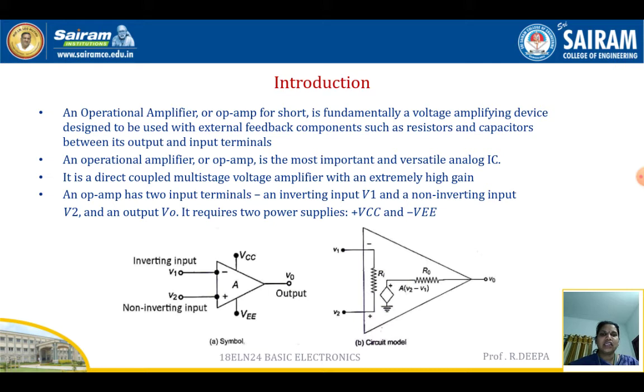And the gain of the amplifier is represented by A. So the output V0 will be equal to the gain of the amplifier multiplied by the difference in the input voltages. So V0 equals the gain A into the difference between V1 and V2. This represents the circuit model of an op-amp.